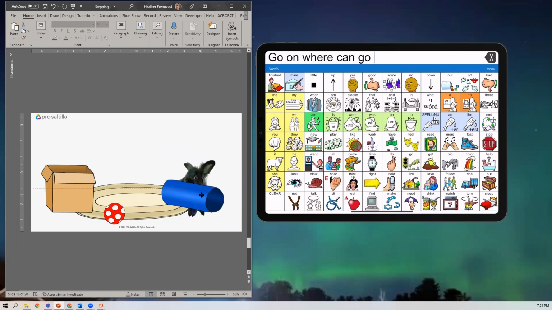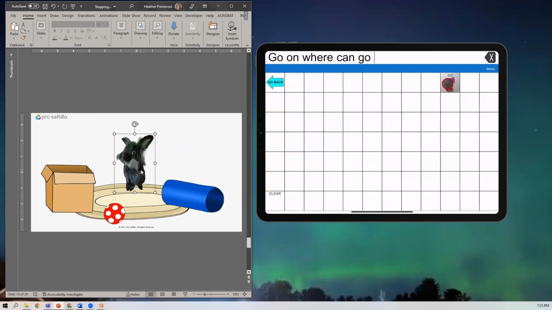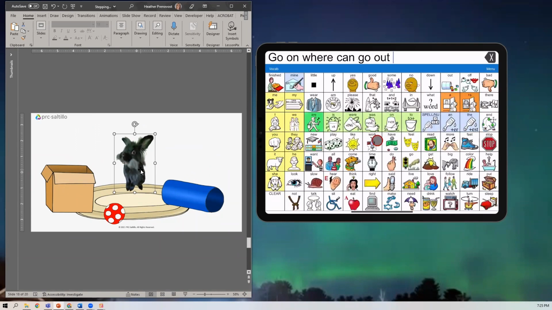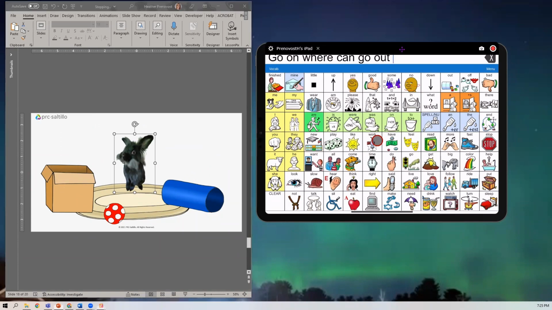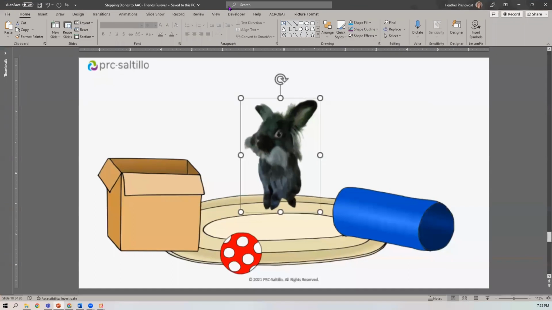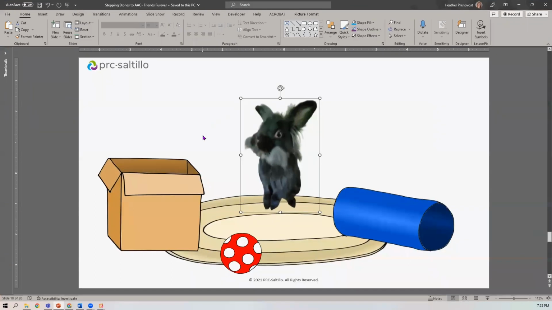I'm gonna make him go behind or go in. Or we can take him out. I love when they throw a wrench in things and they tell me no. I want him to go out. You get the idea on how that could be used, how you can then start modeling just those few words on your device.